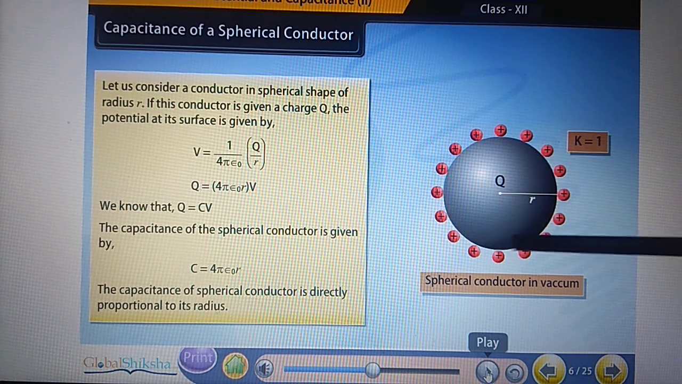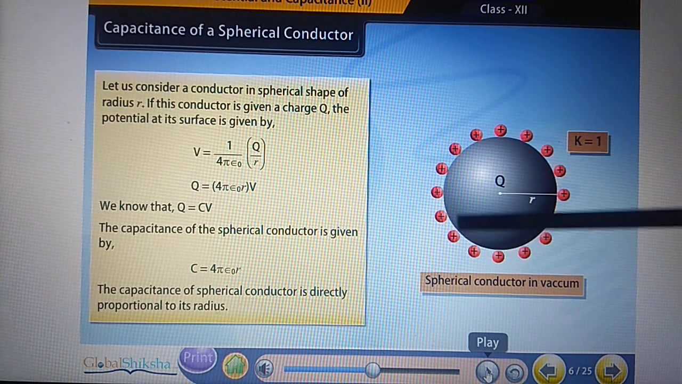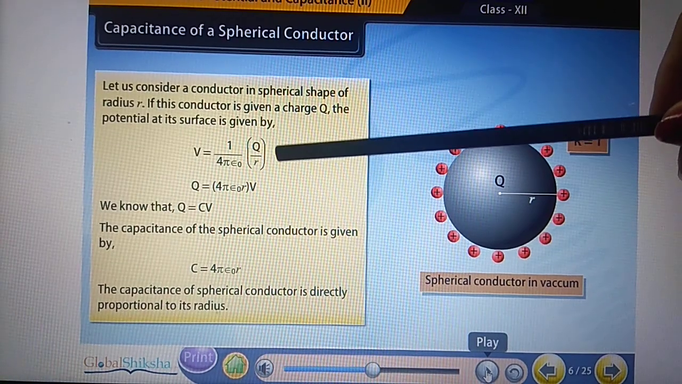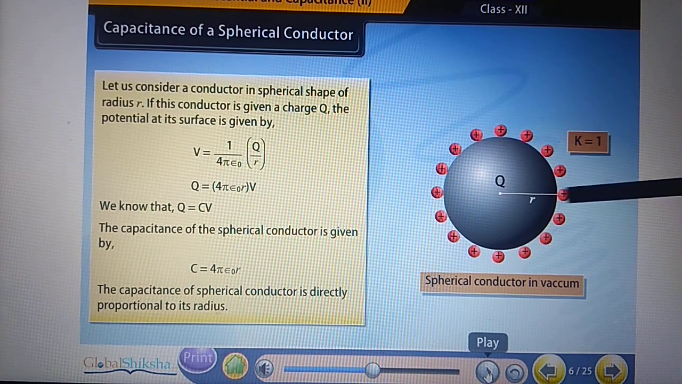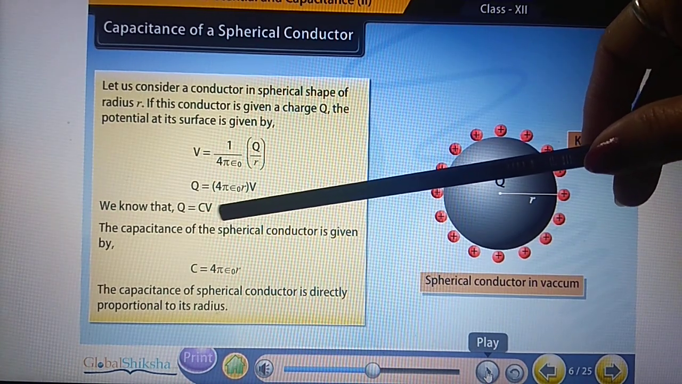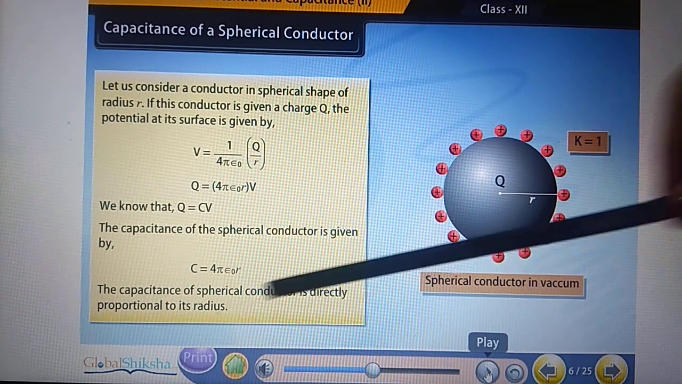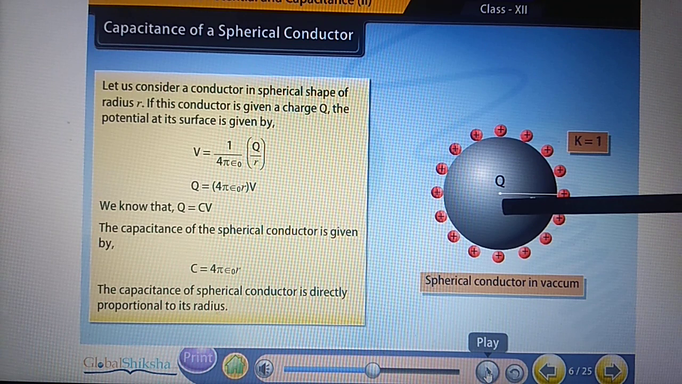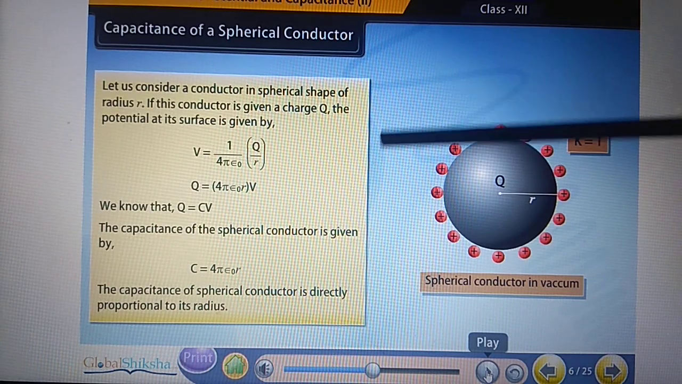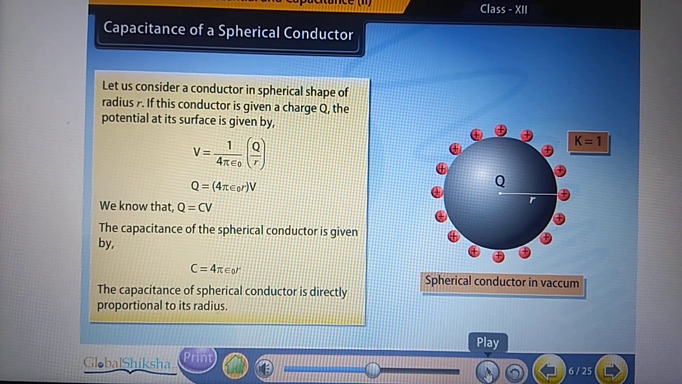Now, let us consider a spherical shape conductor having a radius R. As we know that the charge is always at the surface of the conductor, according to the formula, V is equal to 1 by 4 pi epsilon naught, Q upon R, where Q is the charge and R the radius. So Q is equal to, just cross multiply it, and we already know that Q is equal to CV. Now, comparing these two equations, you will get C is equal to 4 pi epsilon naught R, which means that the capacitance of this spherical conductor is directly dependent on the radius of the conductor. As the radius increases, the size of the conductor increases, and its capacitance also increases. Larger is the radius, larger will be its capacitance.